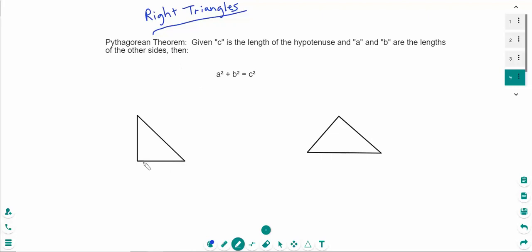All right? So when we talk about right triangles, before we get into the theorem here, let's just do a little labeling.